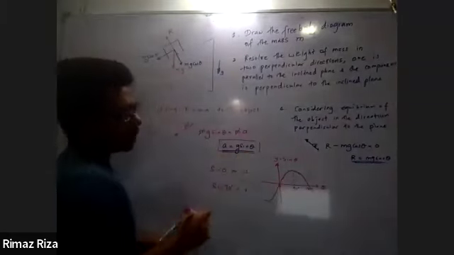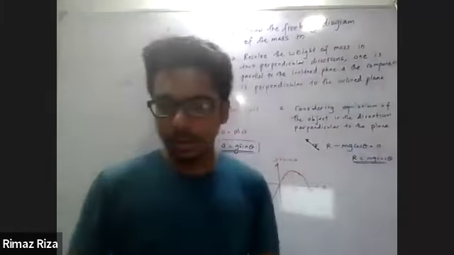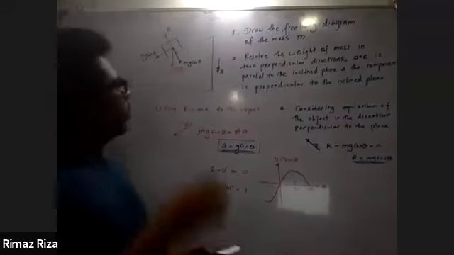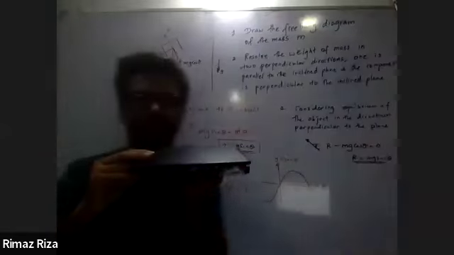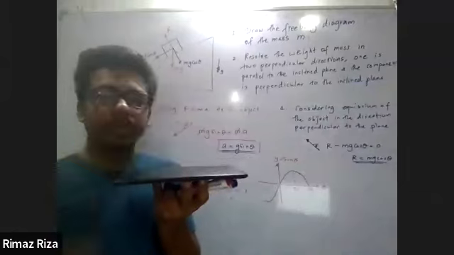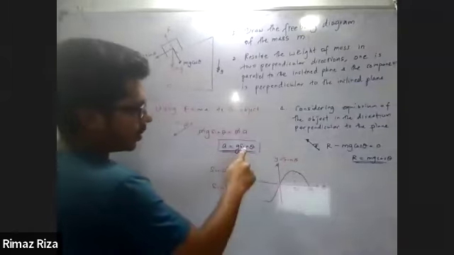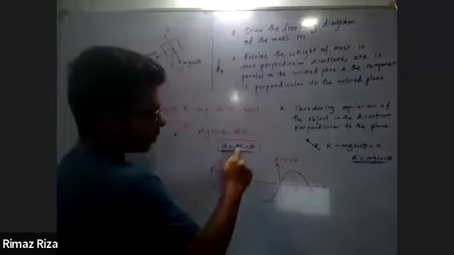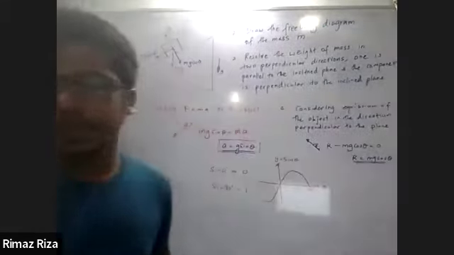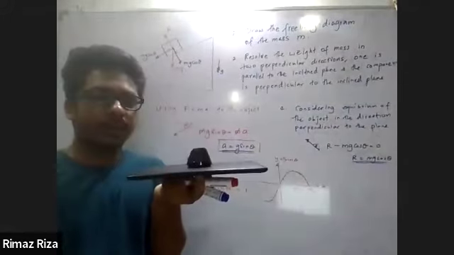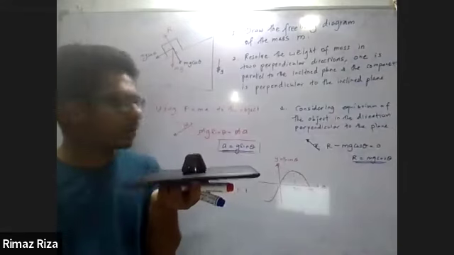Because if you take an inclined plane, theta is 0 means this angle is 0, so it's horizontal. Then the acceleration becomes 0, because sine 0 is 0. So therefore acceleration will be 0. That means if the plane is horizontal, then it won't accelerate. It's clear, right? It won't accelerate.